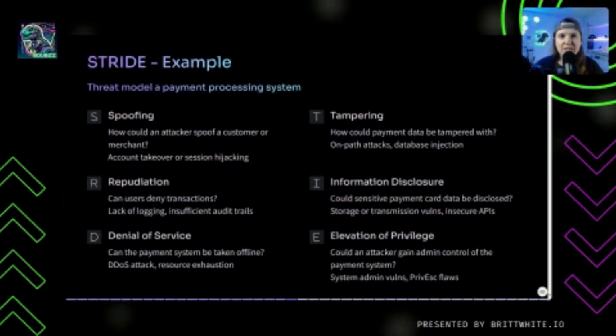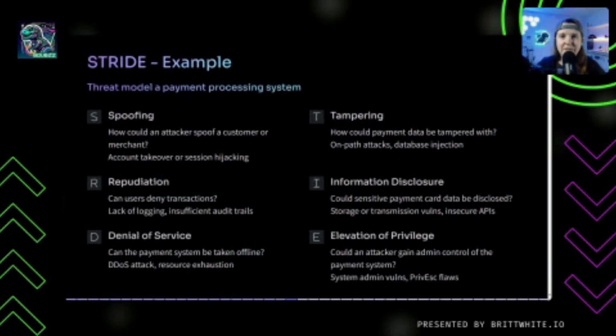Repudiation. Can users deny transactions? Maybe there's a lack of transaction logging or insufficient audit trails. And then information disclosure. Could sensitive payment card data be disclosed? There could be vulnerabilities in data storage or transmission. Insecure API endpoints. Moving on to denial of service. Can the payment system be taken offline? Maybe it gets hit with DDoS attacks targeting payment gateways. Or maybe there are resource exhaustion vulnerabilities.